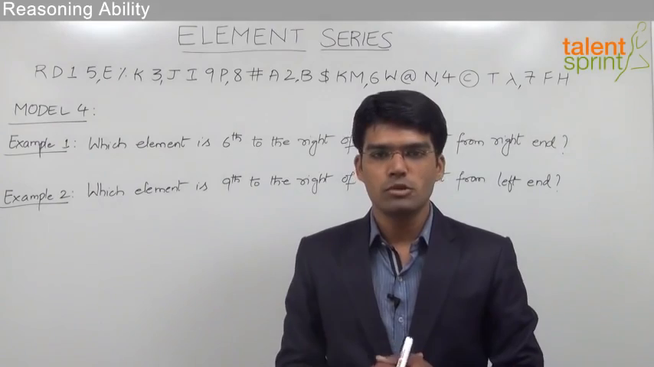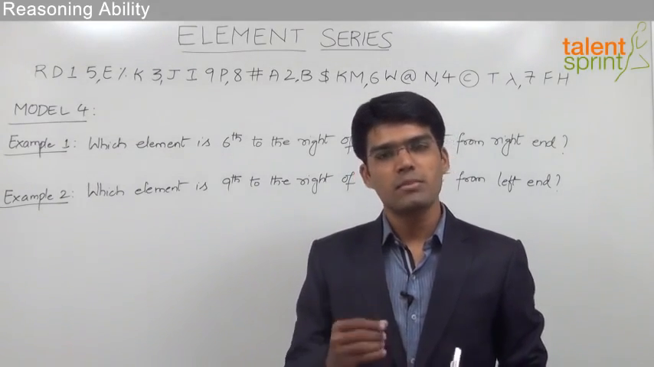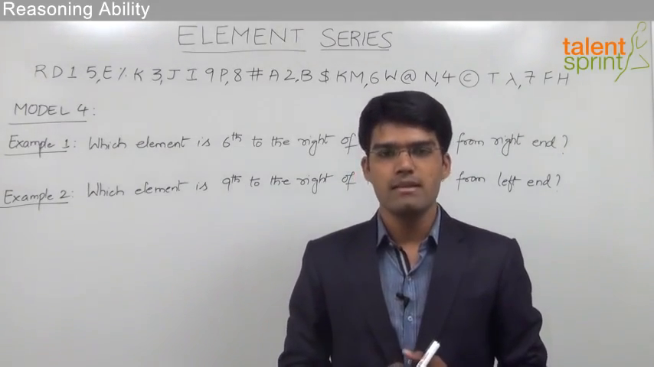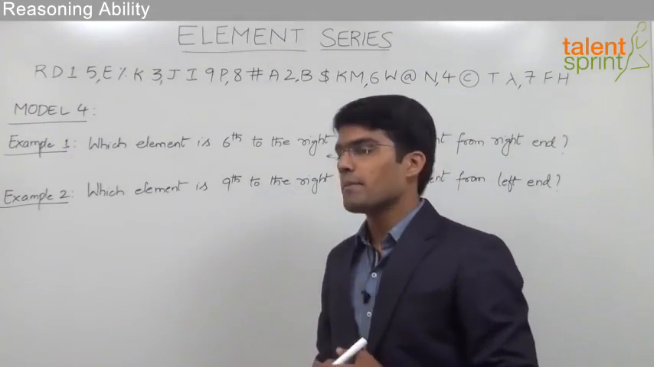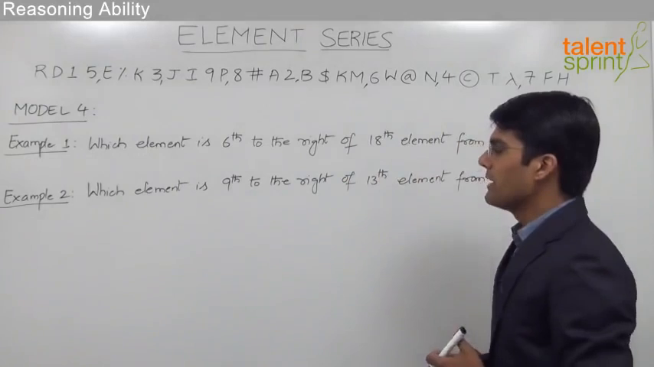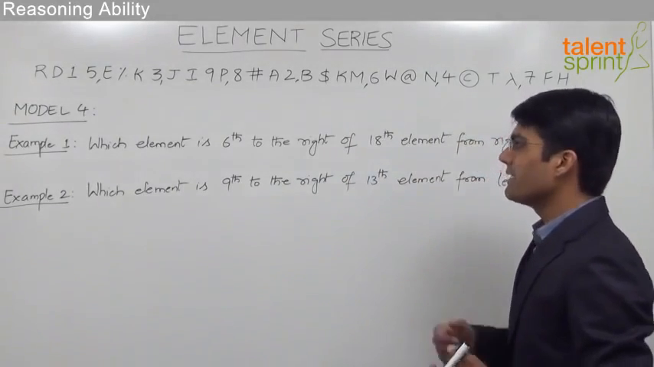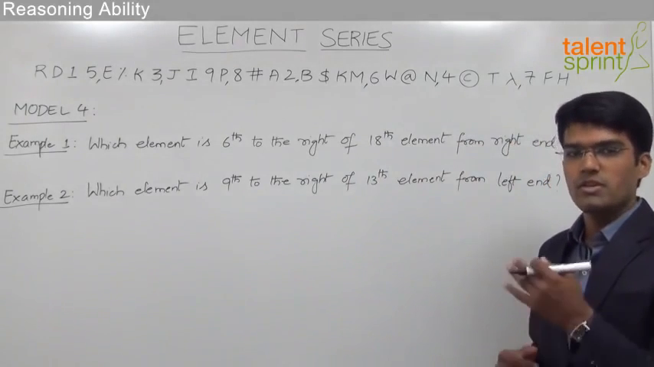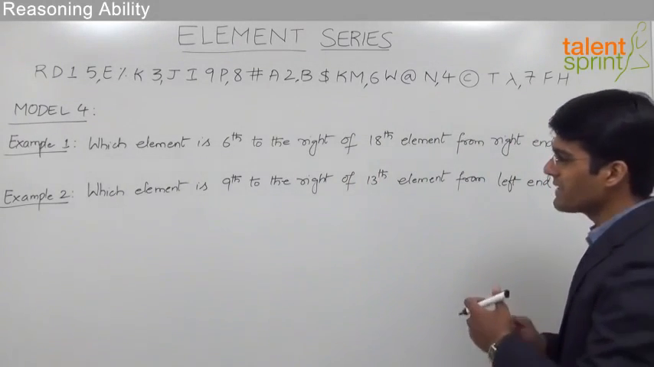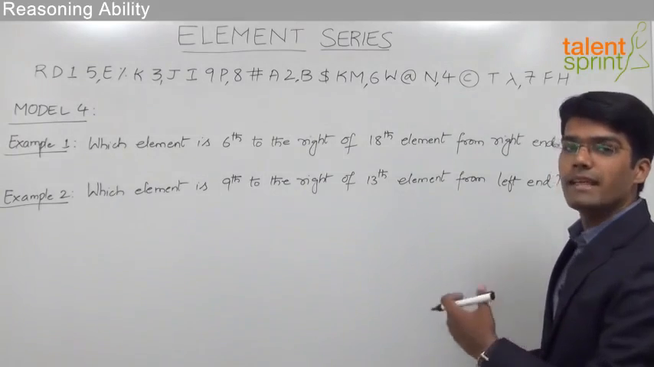Let us now take the fourth model from element series, where we are supposed to find out a particular element based on the positions given in the question. Let's look at an example here. The first example is: which element is 6th to the right of 18th element from the right end?